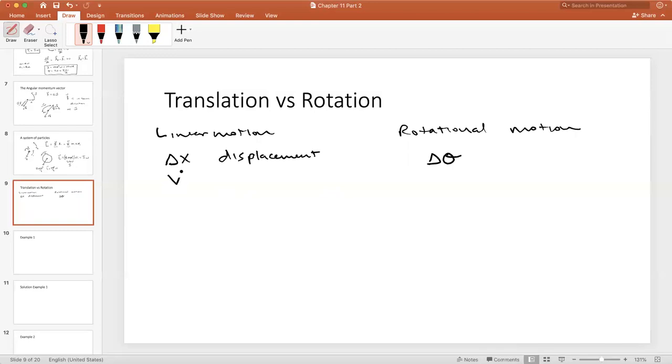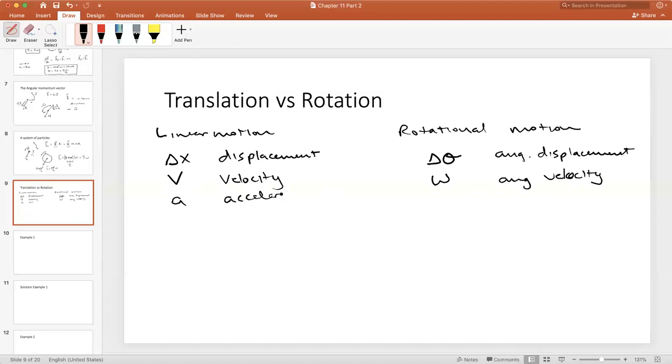In linear motion, we talk about a velocity, which is the displacement divided by time, or the time derivative of the displacement. In rotational motion, we talk about omega. This is displacement. This is angular velocity. And finally, obviously, we talk about an acceleration, and we talk about an angular acceleration.